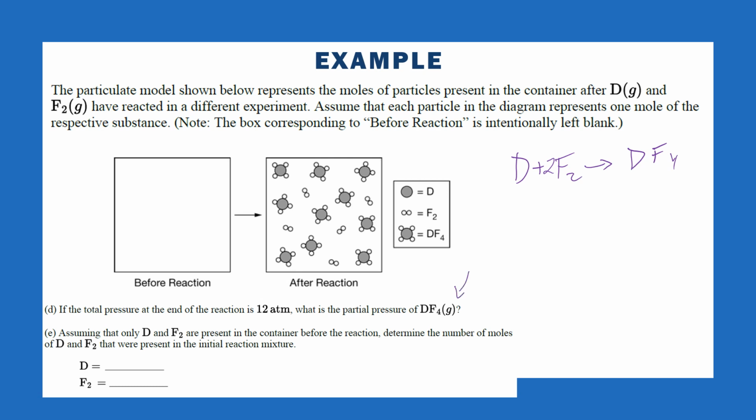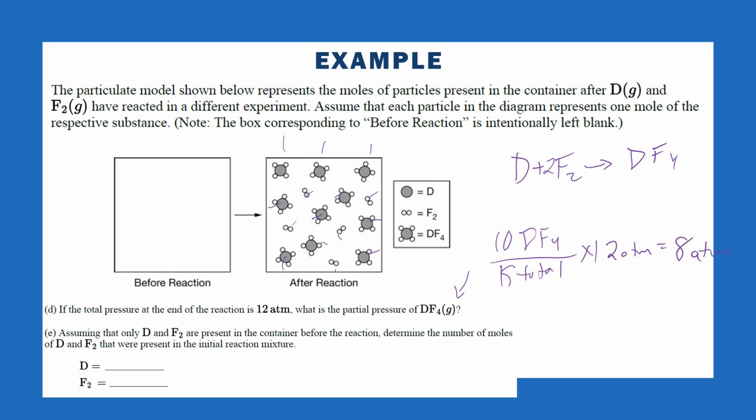So if it's 12 total, let's go ahead and count our particles. We have 1, 2, 3, 4, 5, 6, 7, 8, 9, 10. I have 10 DF4 molecules. And I have 1, 2, 3, 4, 5 F2 molecules. So that means I have 15 total molecules at the end of the reaction. So that's kind of our mole fraction, right? 10 to 15 for DF4 multiplied by that 12 atm total. And I get my partial pressure for the DF4. 10 divided by 15 times 12 is 8. 8 atm is my partial pressure for DF4.